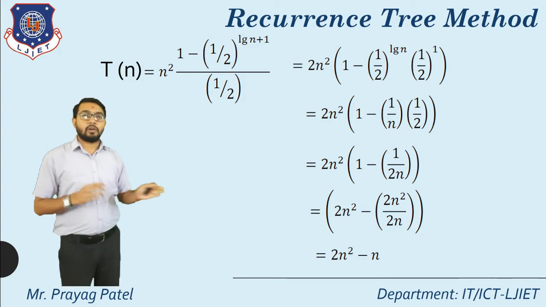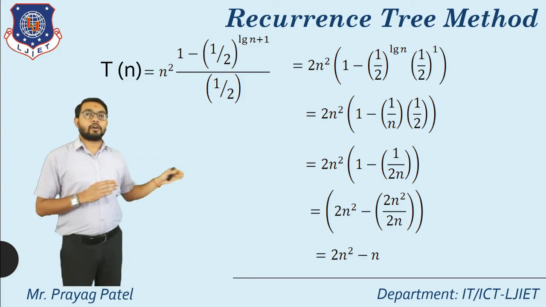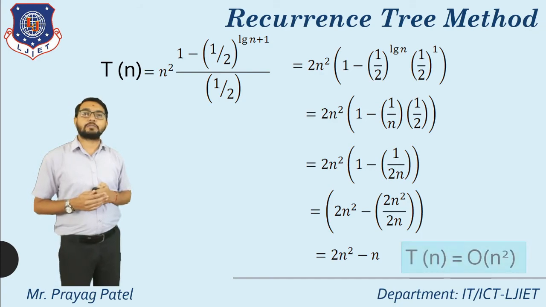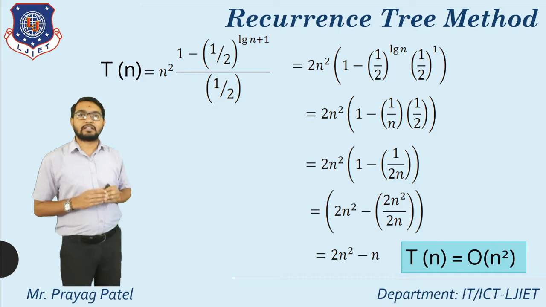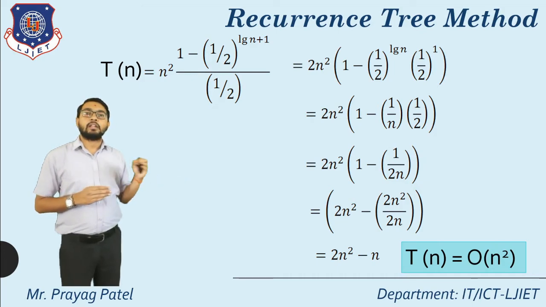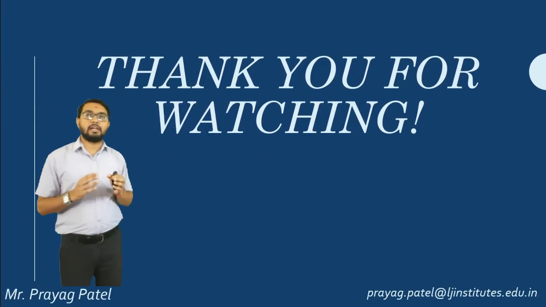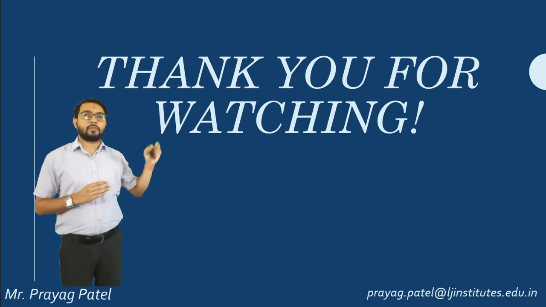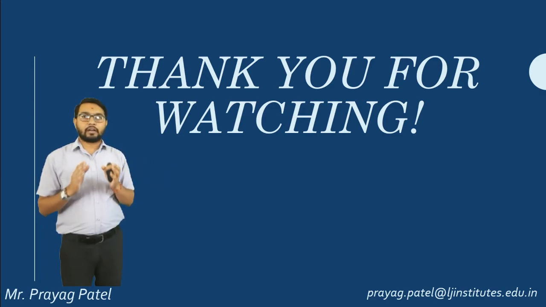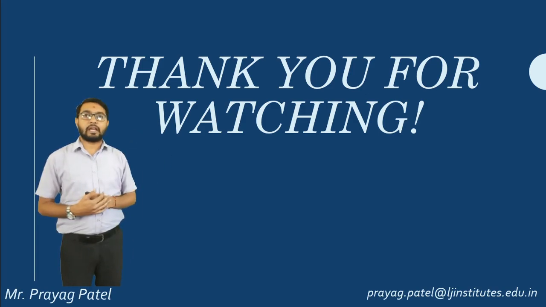Now in this term, consider the highest power of n as our complexity. So the highest power is n square. So our time complexity for the given recurrence relation is T of n equals theta of n square. So using this method you can find the complexity of the given recurrence relation. In today's video lecture I discussed how we can find the complexity from the given recurrence relation using the recurrence tree method. Thank you for watching.